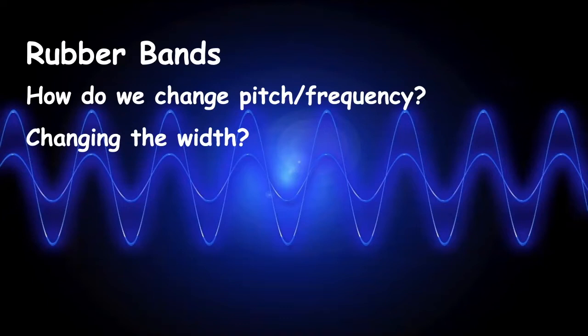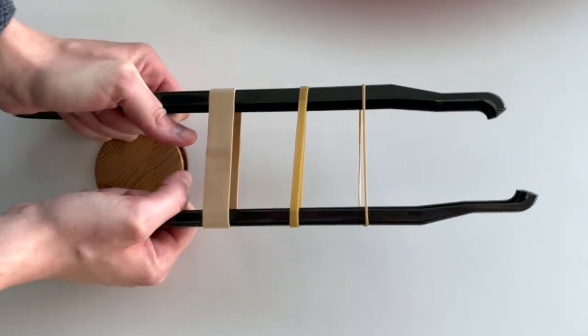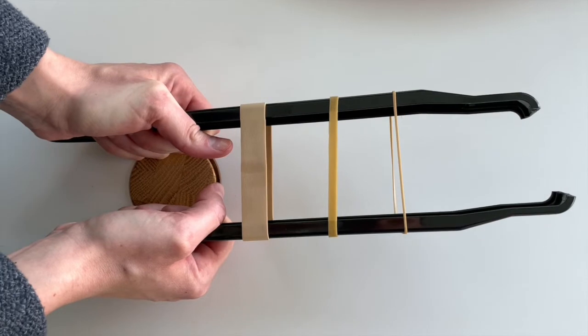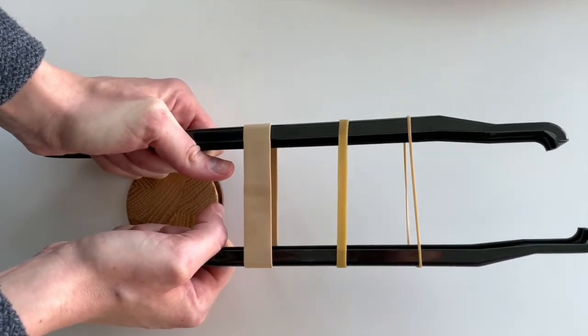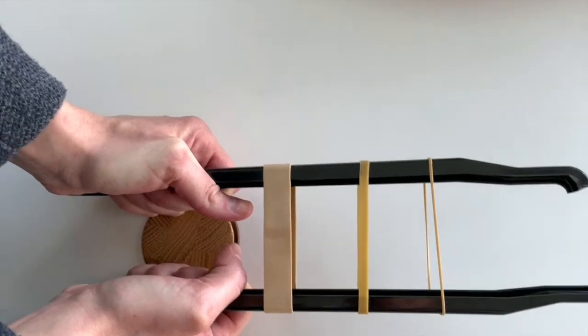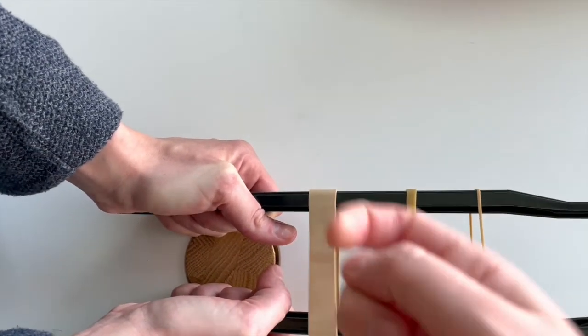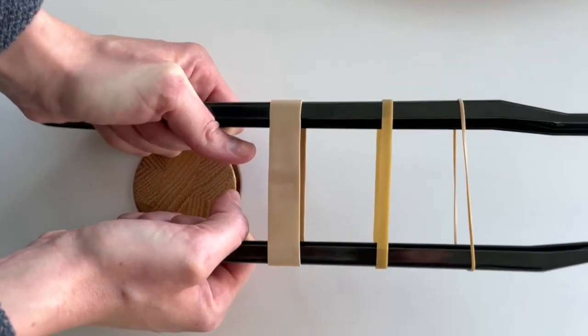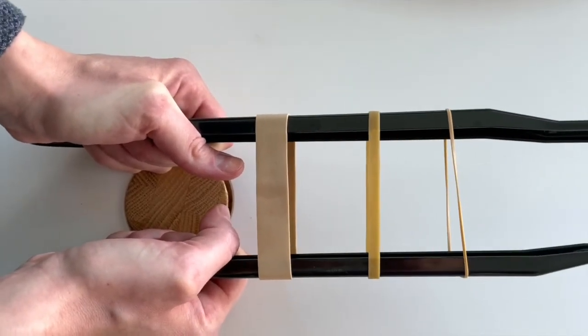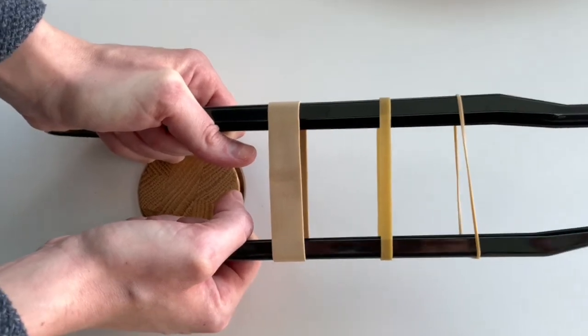But how does changing the width affect the pitch or frequency of the rubber band? Here we've got three rubber bands of different thicknesses, and the thicknesses are going to affect the pitch of the rubber band. So what does a thicker rubber band do versus a thinner rubber band?